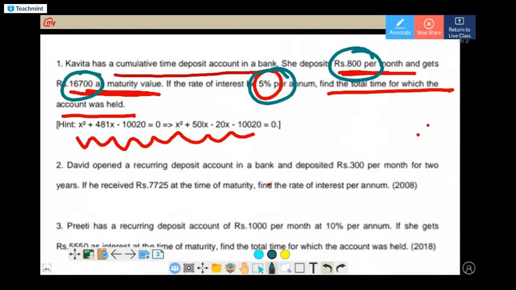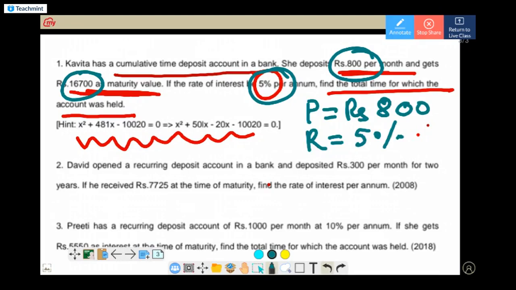So let's first only write the information. Write P value is rupees 800, R is 5%, and MV is 16,700 rupees. Okay, first write all this information and then we will take the next one. Did you finish writing? Yes, ma'am. Okay.